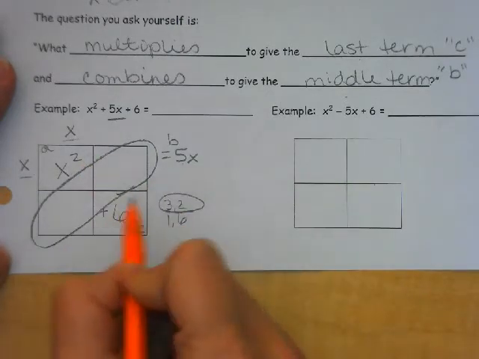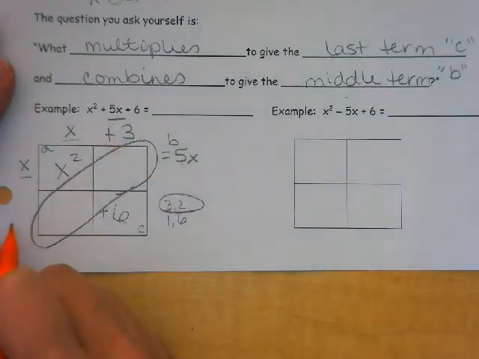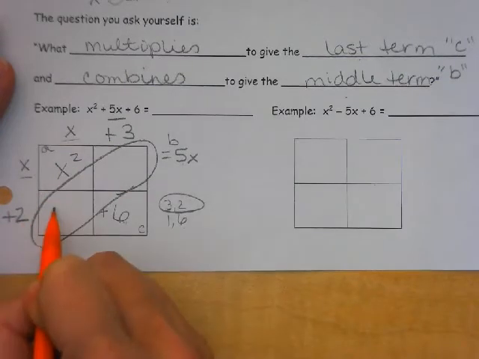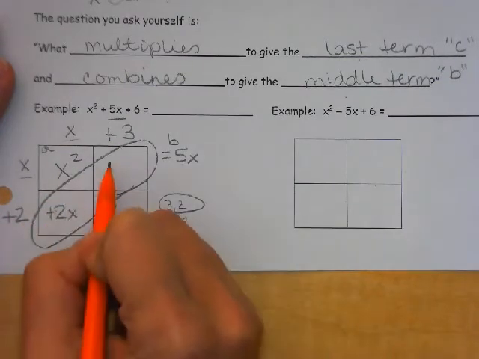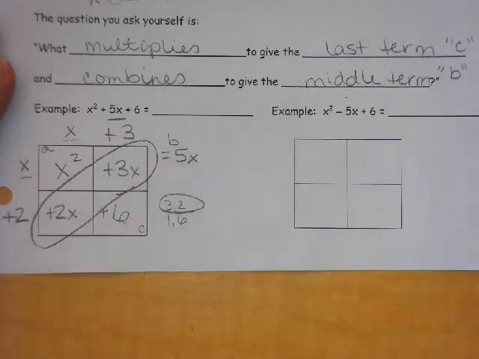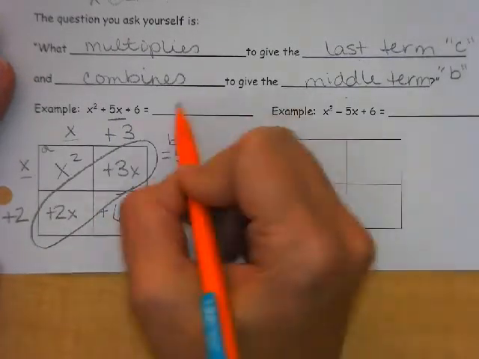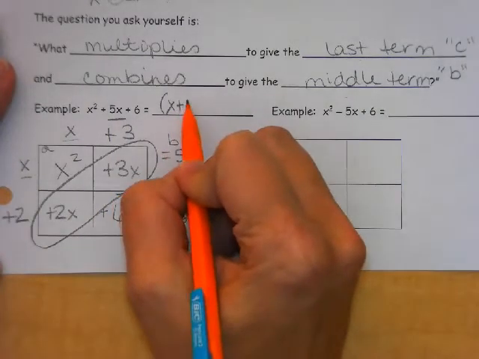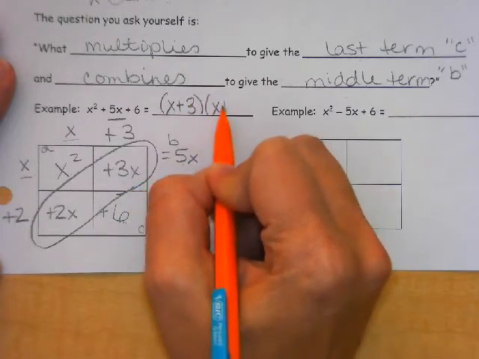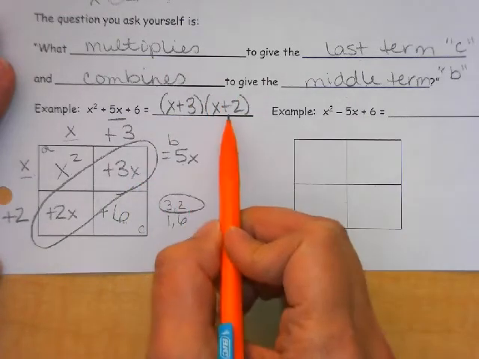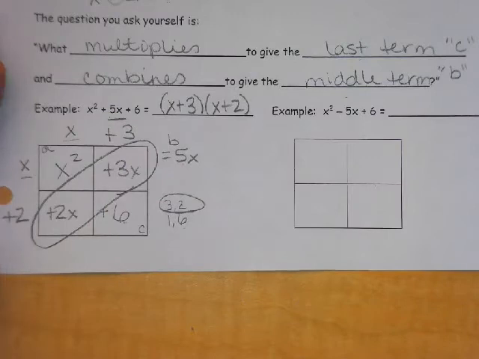So I know this is going to be x plus 3 and x plus 2, because when I put these together, I get 2x, I get 3x, which gives me my 5x. Okay, so my factors are x plus 3 times x plus 2. If I FOIL or I box this, I'm going to end up with x squared plus 5x plus 6. Do you see how that works out?